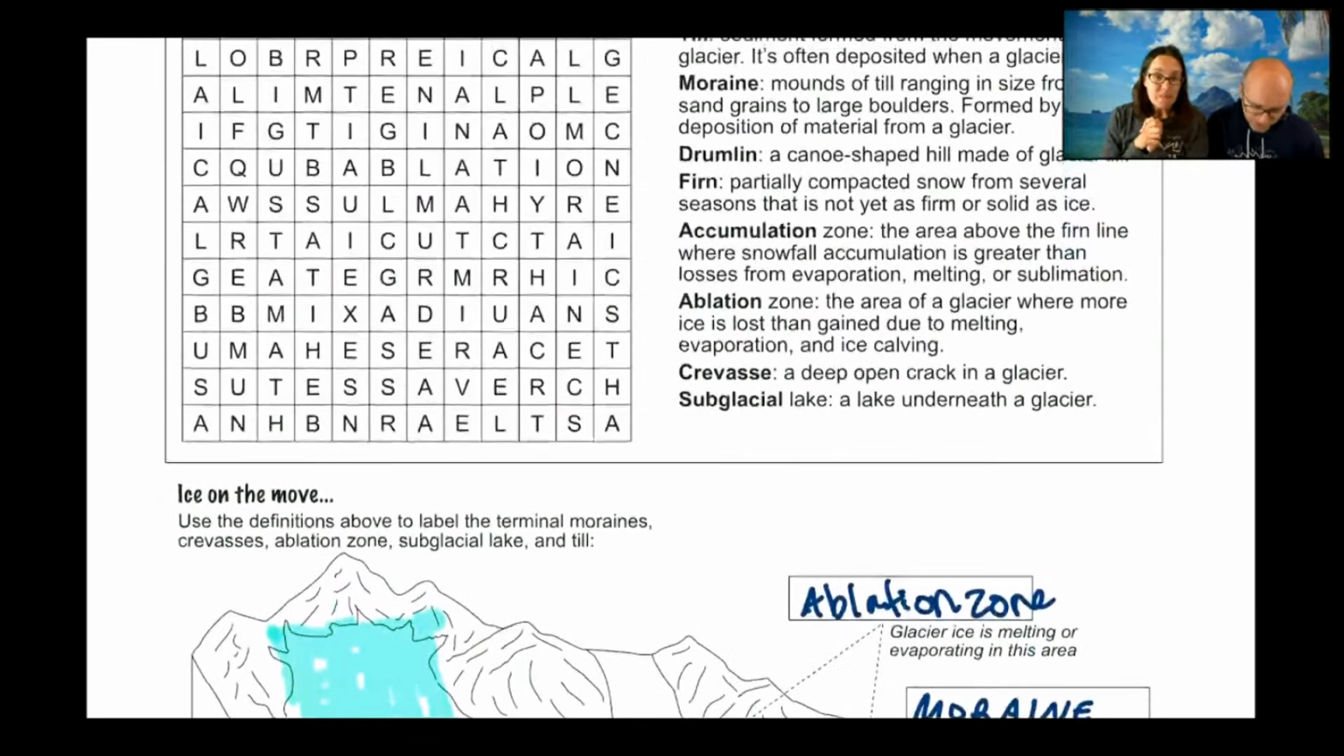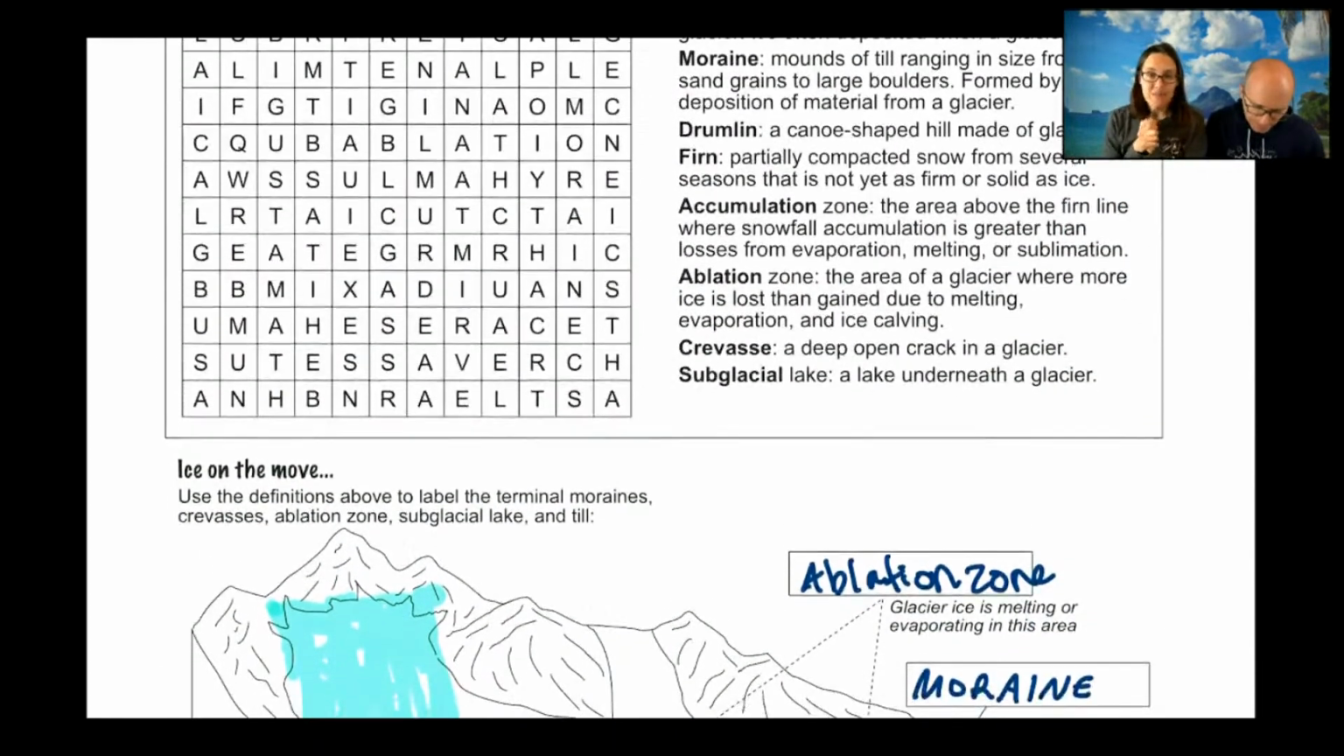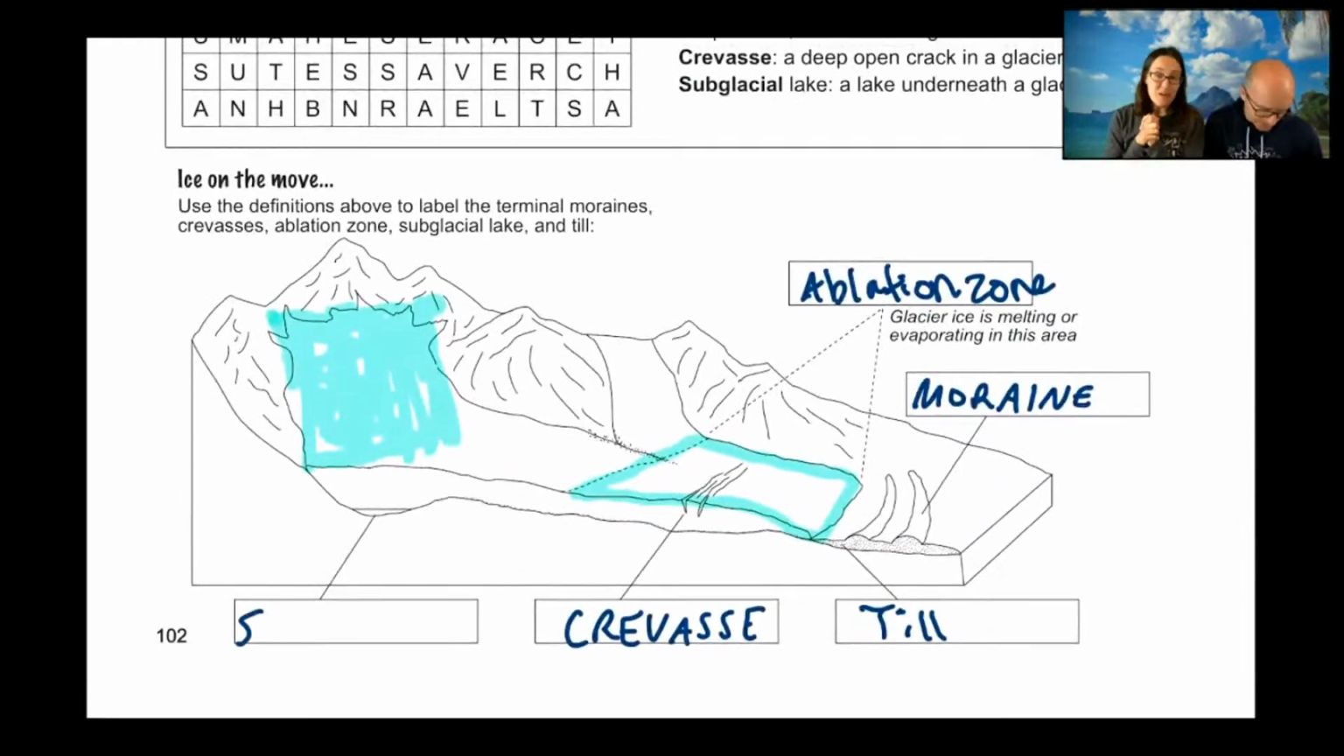What did you call the lake? Subglacial lake. Subglacial lake. Got it. Some glaciers actually do have water underneath them, but they're so cold. How could they have water underneath?